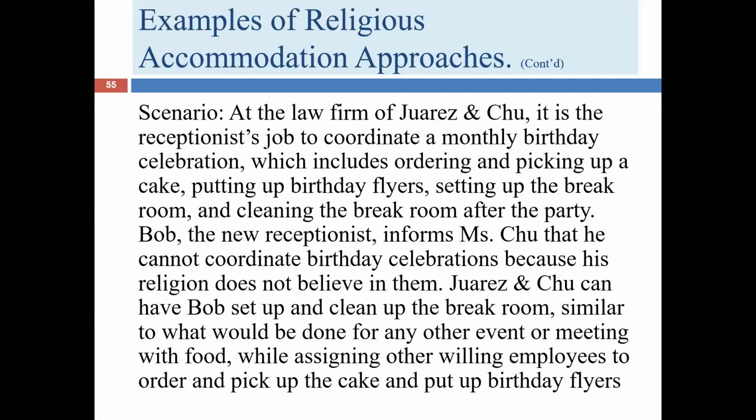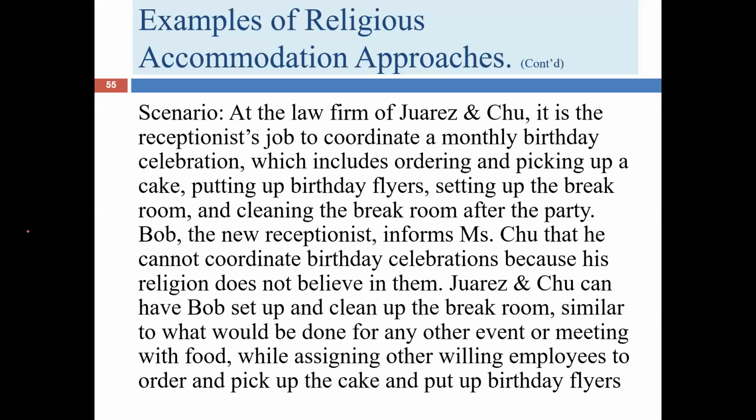So at this law firm, the receptionist has many jobs, but one of the jobs is to coordinate a monthly birthday celebration. And to do that, he or she orders a cake, picks it up from the bakery, puts out some flyers, hey, happy birthday to Sally, happy birthday to Ted, sets up the break room with knives and forks and punch, and cleans up the break room after the party.